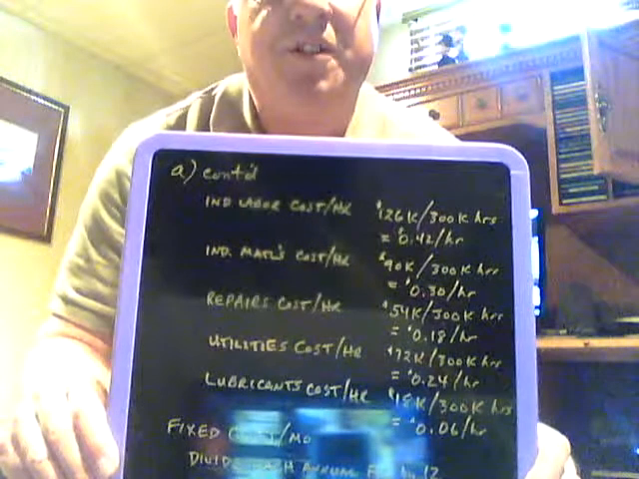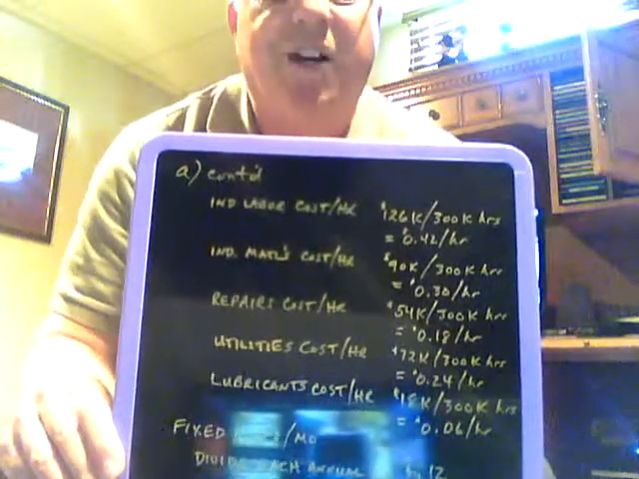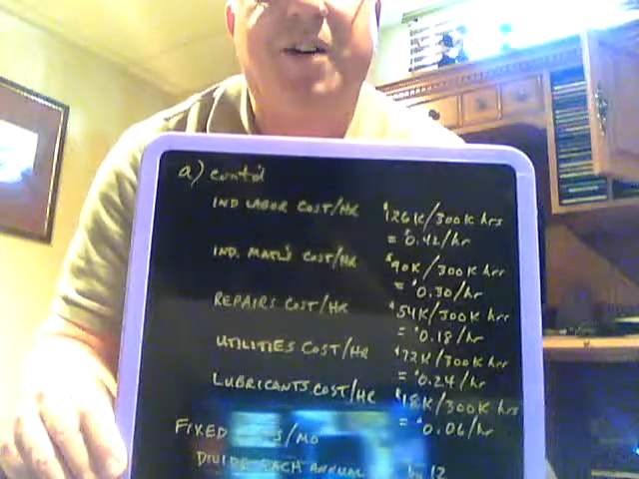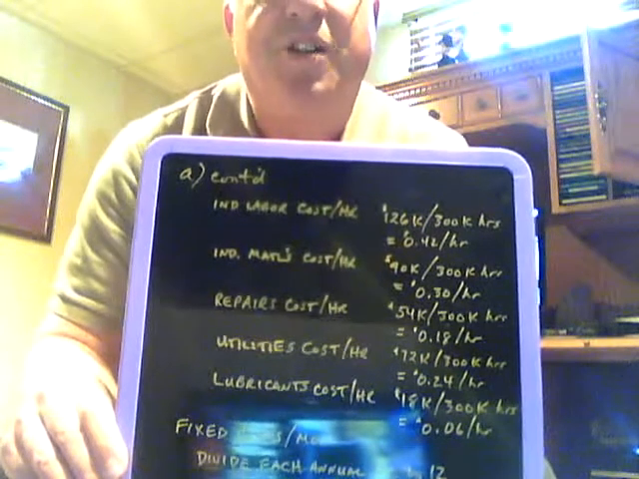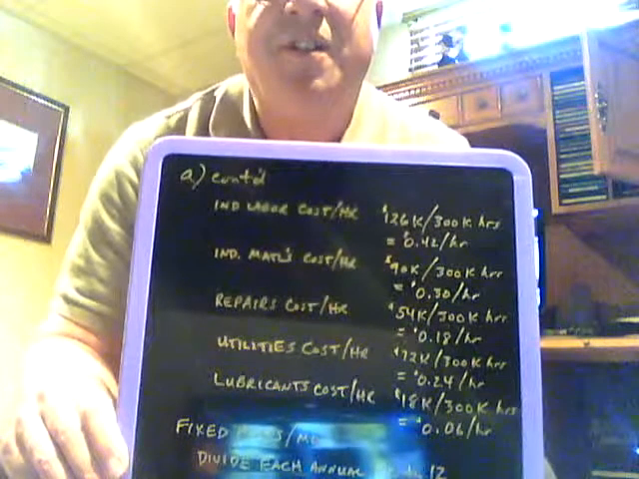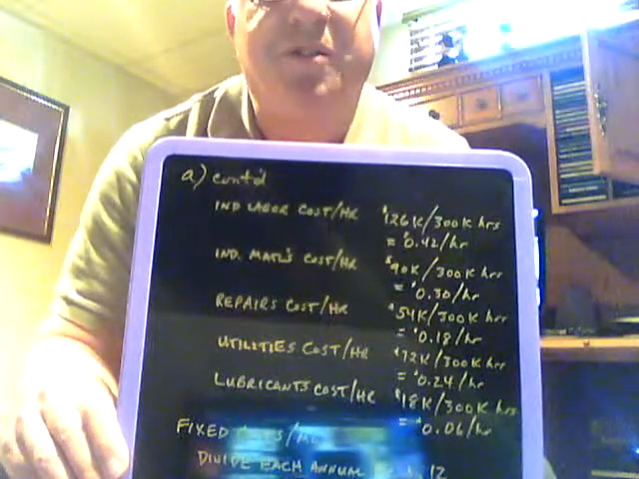We were given that there were going to be a total of 300,000 direct labor hours. So we simply take the 126,000, divide by the 300,000 hours, we get 42 cents an hour. For the indirect materials, it's the same thing. There was 90,000 given in the problem. We divide that by our 300,000 hours, we get 30 cents an hour.